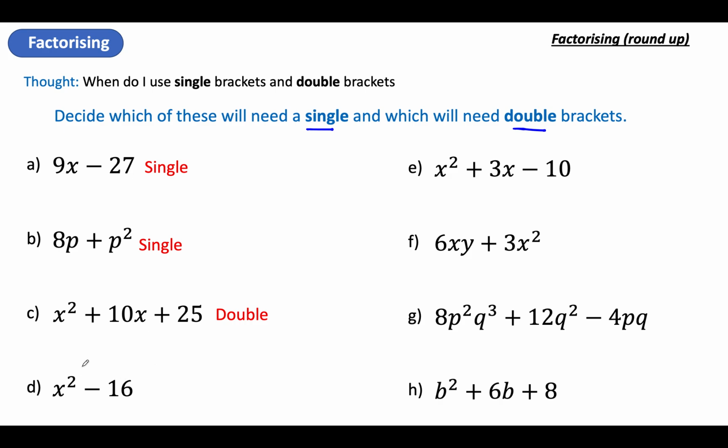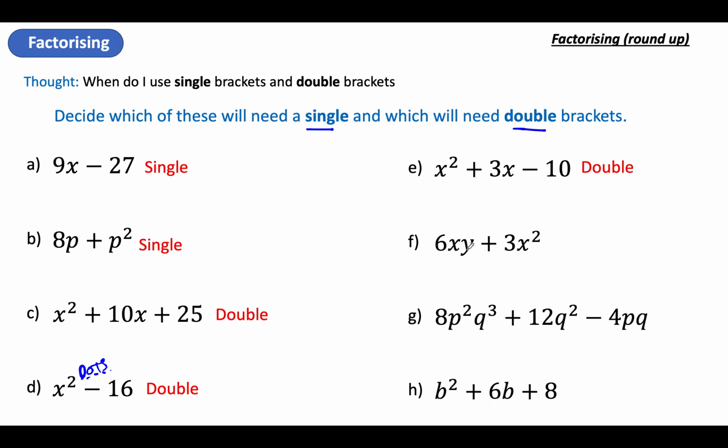D was a bit sneaky, this one. This is a DOTS. Difference of two squares. Difference of two squares has to go into double brackets. Okay, if you can't remember DOTS, look them up. Difference of two squares. E, this is typical quadratic, isn't it? Something squared, plus or minus some more of that letter, and then a number. And that would be a double bracket.